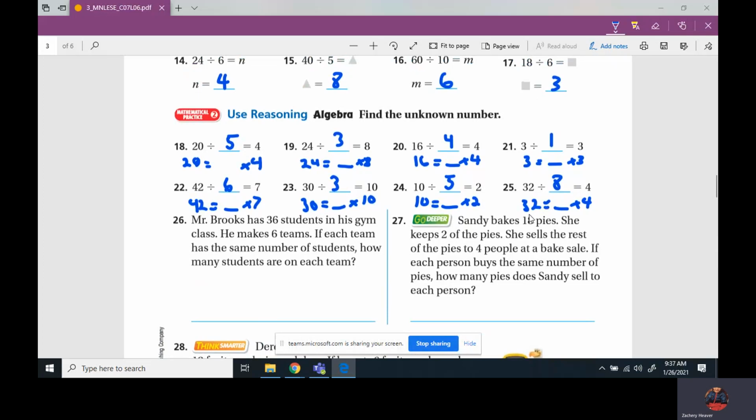Troy, Mr. Brooks has 36 students in his gym class. He makes 6 teams. If each team has the same number of students, how many students are in each team? What's our equation going to be, Troy? 36 divided by 6. Good. And what's our final answer? How many teams is it going to have? Troy? Six teams. Make sure you put teams there.